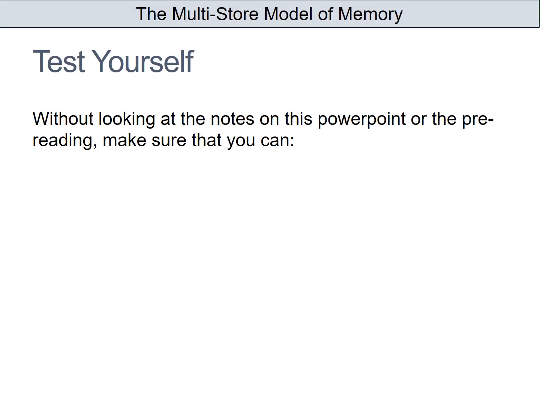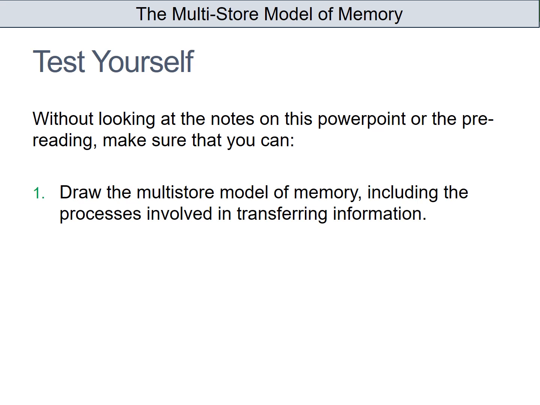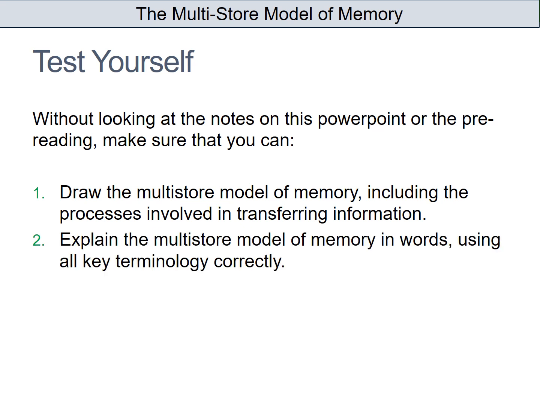So you can go and have a look at the pre-reading if you want a bit more information about the multi-store model of memory. But before you come into the lesson, make sure you can draw the multi-store model from memory, including the processes involved in transferring information, and explain the multi-store model of memory in words, so using all the key terminology correctly.